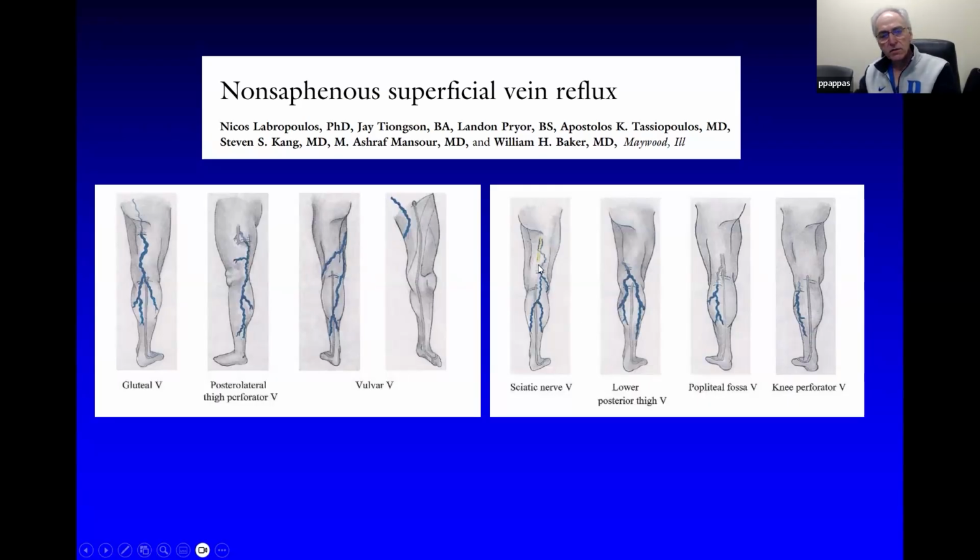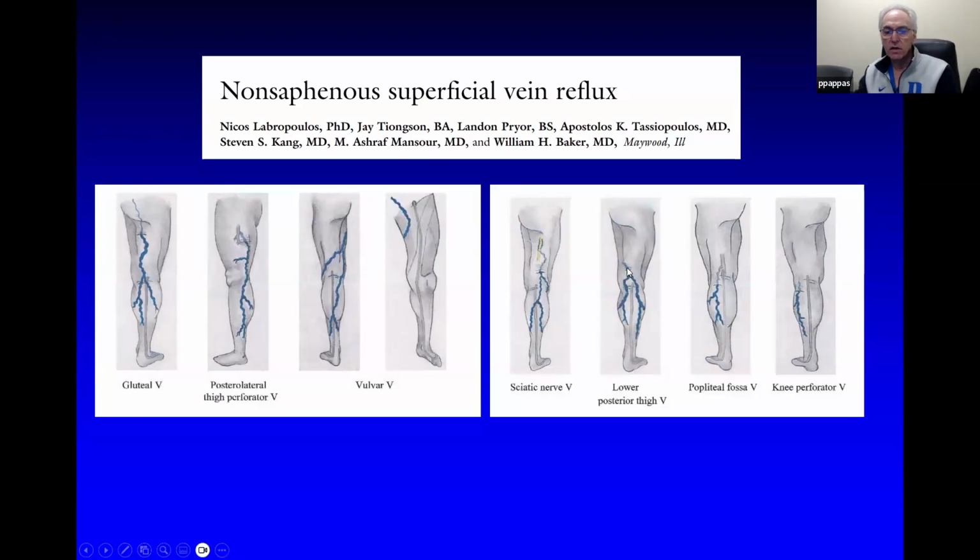The sciatic nerve can have varicosities, and oftentimes you'll get people that will present with some paresthesias in the location of these posterior thigh veins. If you see this, have your tech do a duplex of the posterior thigh and look for the sciatic nerve because you may have sciatic nerve varicosities.